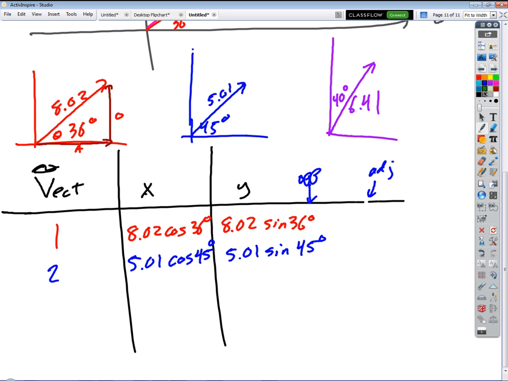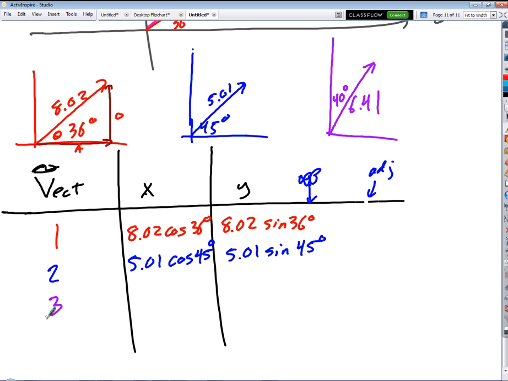Somewhat related. Vector 3. What am I gonna get here? Now, this one's a little tricky. Can't you just draw the triangle? So here's our triangle. As we've got it drawn right now, that's our triangle, isn't it? Okay. So this time, this is the opposite side, and that's the adjacent side, right? Make sense?